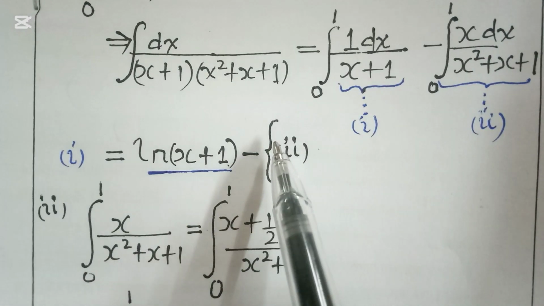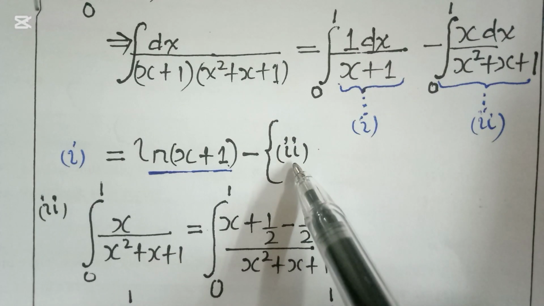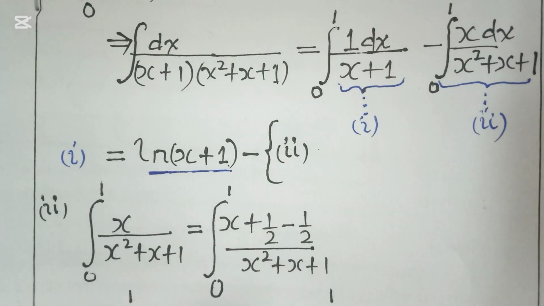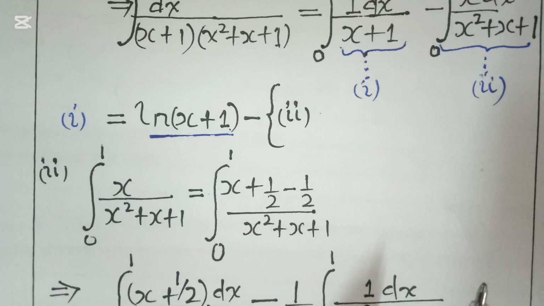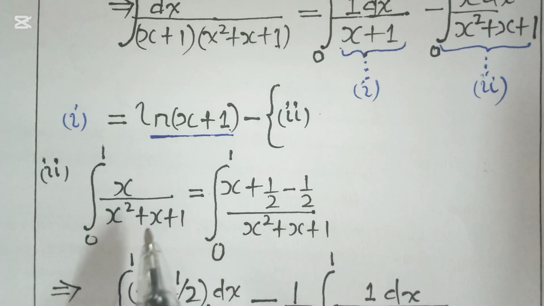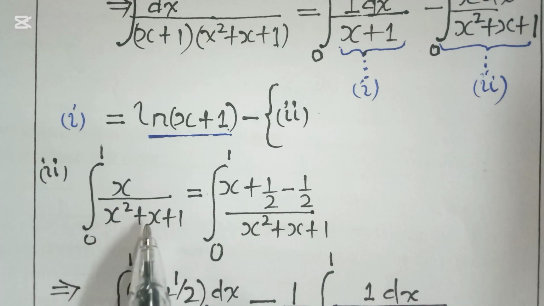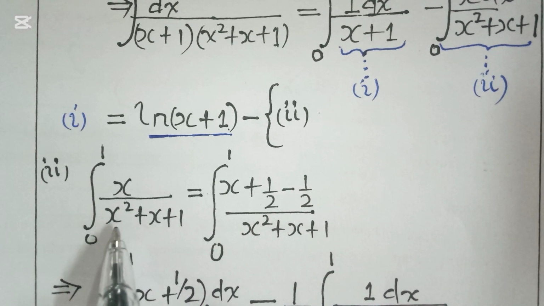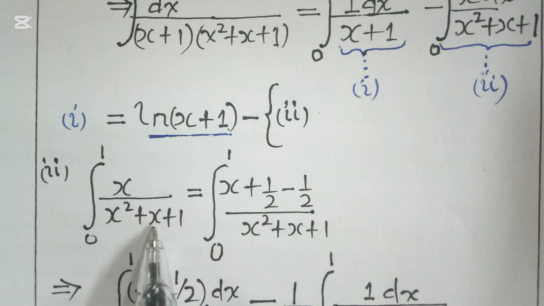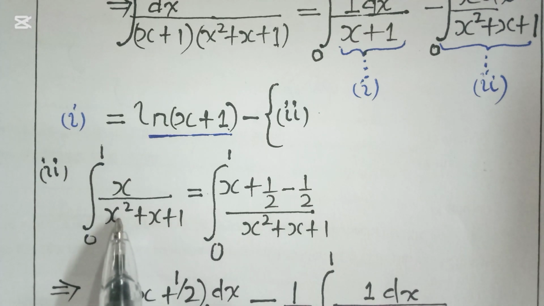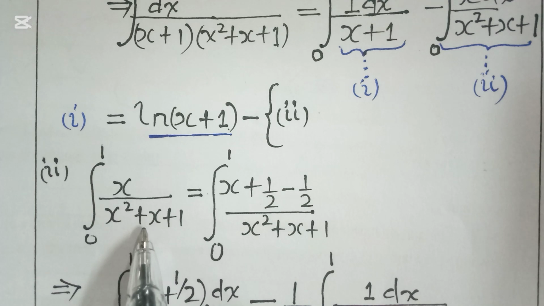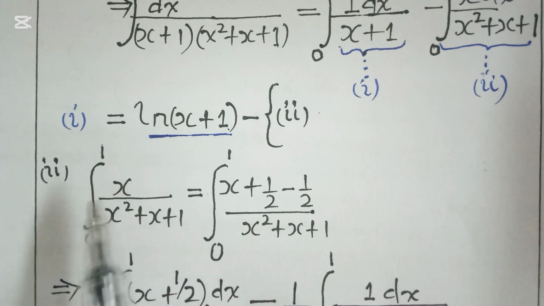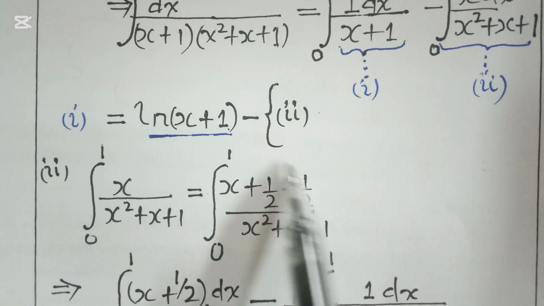Minus, guys, now we come to integrate the second expression, which is this. I have written it down here. In integrating this expression, it may not be integrated as it is, because the derivative of x² + x + 1 is 2x + 1, and we don't have that above. So guys, we are going to modify this expression.